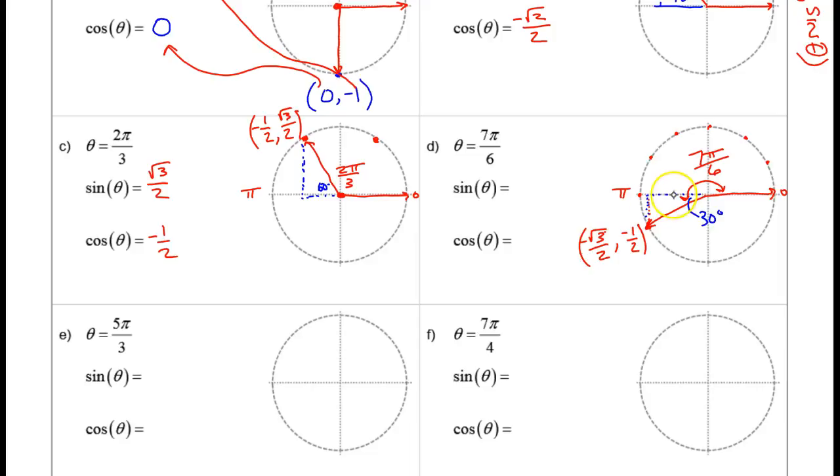And again, that's all from the work we did previously at the top of the page. I just have to keep track of what quadrant I'm in and which values are positive, which values are negative. Cosine is the x coordinate, -√3/2. Sine is the y coordinate, -1/2.